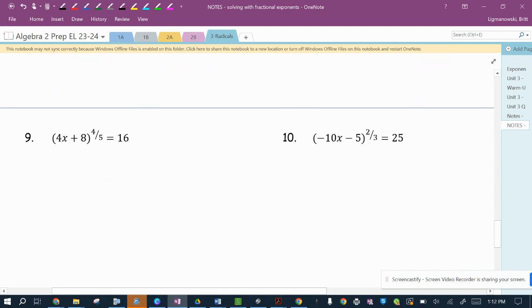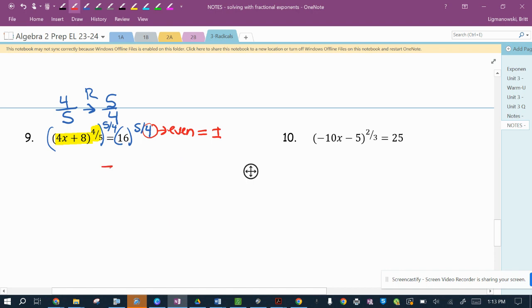All right, let's try 2 more. Again, I want to get this part alone, which it is. If I have 4 over 5, or cuatro over cinco, the reciprocal is cinco over cuatro. So we're going to do cinco over cuatro, cinco over cuatro. Now, this bottom number is even, so that means my answer is going to be plus or minus.